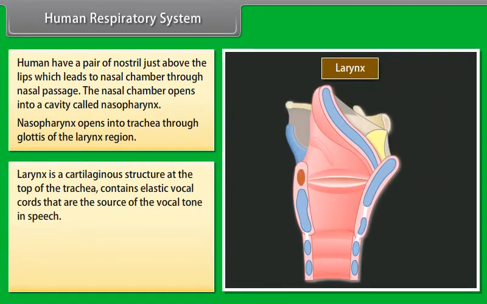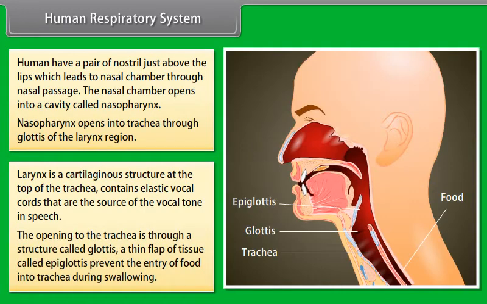The larynx is a cartilaginous structure at the top of the trachea. It contains elastic vocal cords that are the source of the vocal tone in speech. The opening to the trachea is through a structure called the glottis. A thin flap of tissue called the epiglottis prevents the entry of food into the trachea during swallowing.